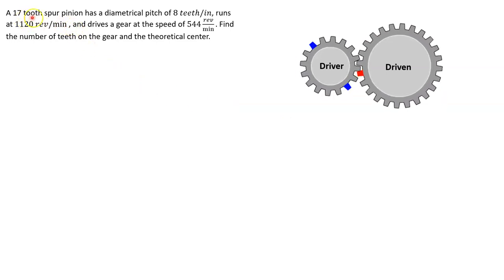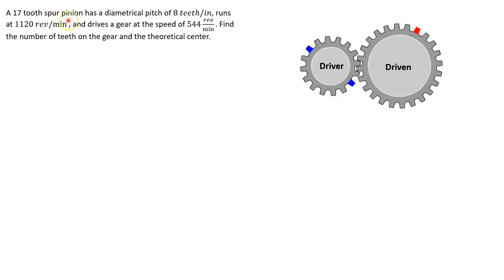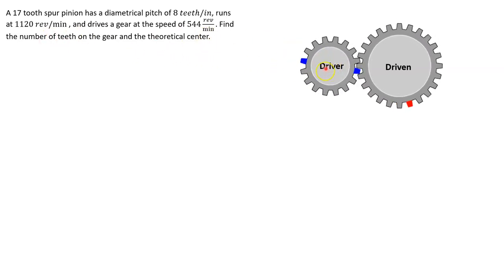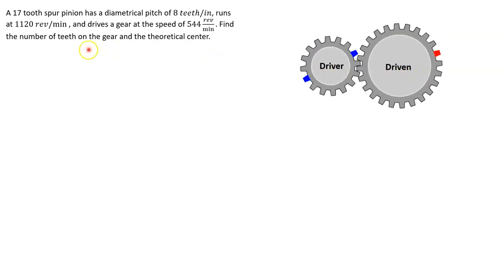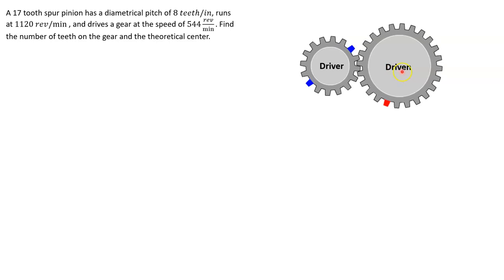Still looking over gearing, this is going to be a simple gear train. It's a 17-tooth spur pinion. The driver is known as the pinion, and has a diametral pitch of 8 teeth per inch, and runs at 1120 revolutions per minute. So that is the driver gear. And it drives a gear that is at a speed of 544 revolutions per minute. So it's going from 1120 for the driver to 544 for the driven. Find the number of teeth on the driven gear, and the theoretical center.